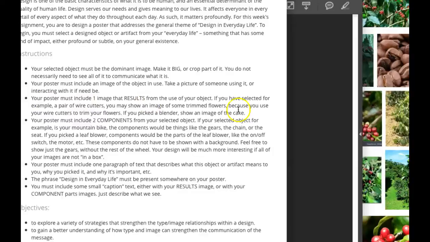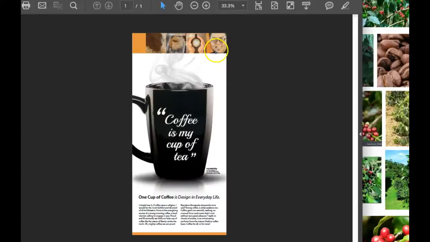Poster must include a result of your object. Looks like it's showing a picture of a happy girl or yourself, a happy person after drinking coffee. That's a great idea. I wonder if we could use a commercially found image of somebody drinking a cup of coffee with a big smile on their face, like those coffee ads. They just look like they're in heaven, and I know I look like that when I'm sipping my coffee. I've got a big smile on my face, like, wow, this is the best thing ever.